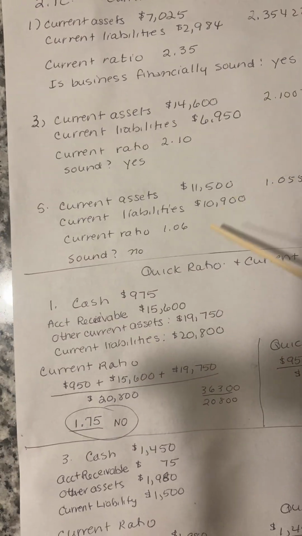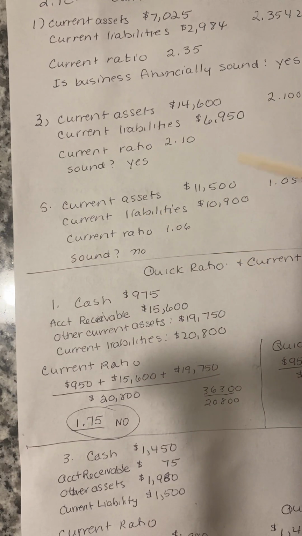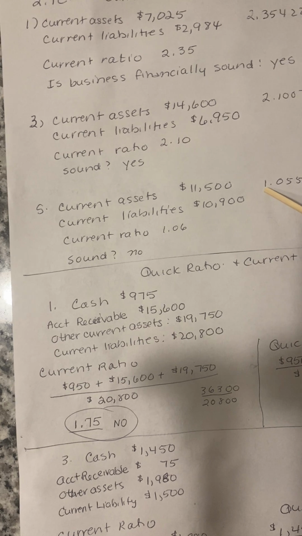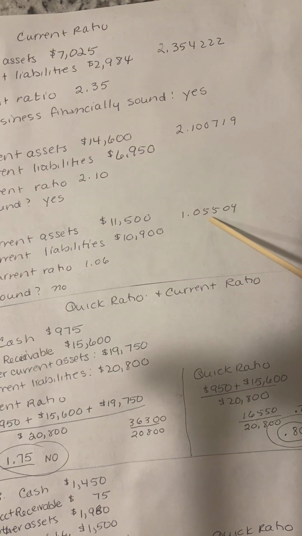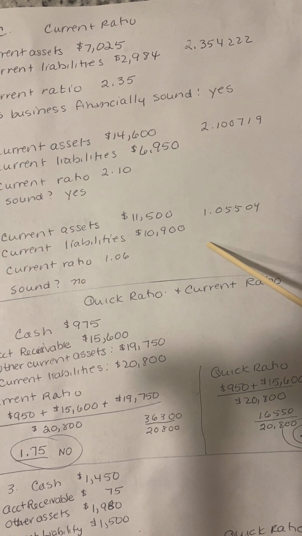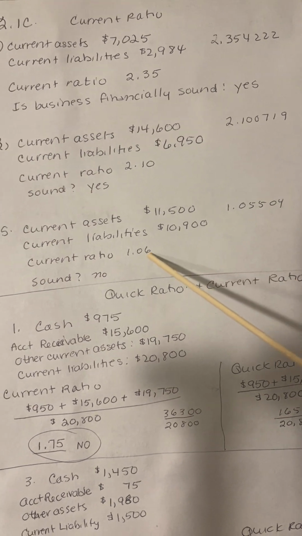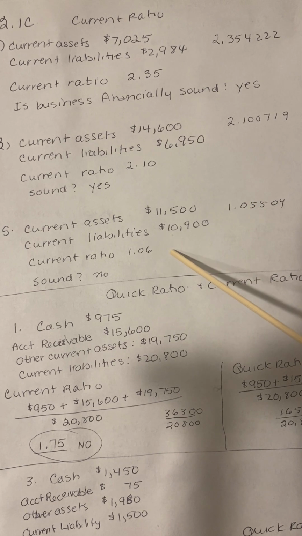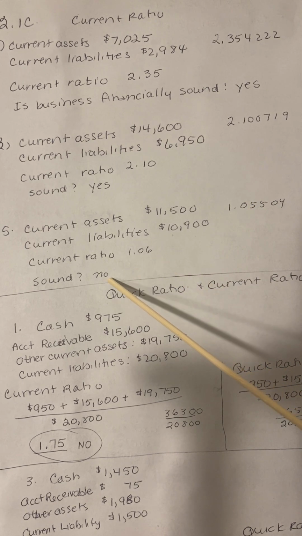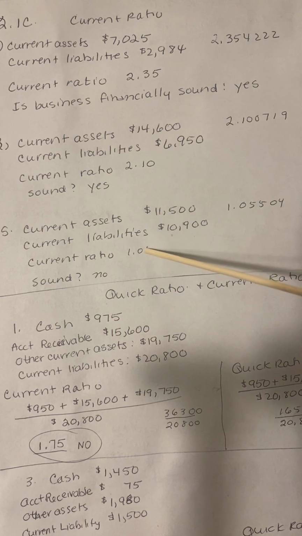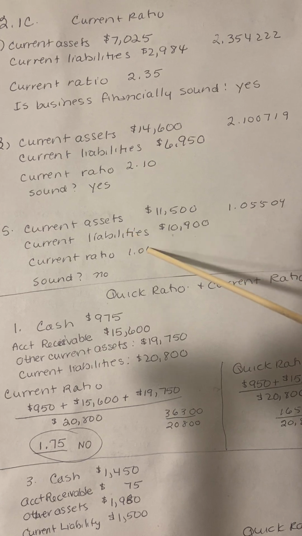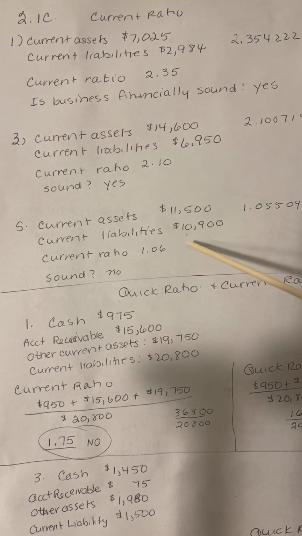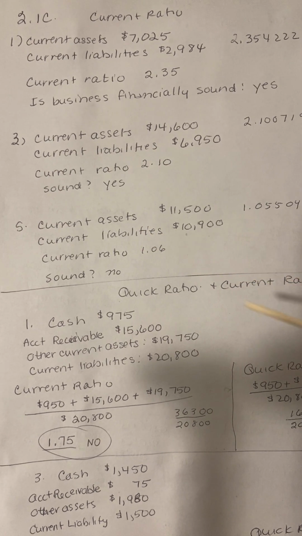Number 5 is current ratio. Assets 11,500, you're going to divide that by the liabilities, which are 10,900, and this is the number you get, 1.05504. You're going to round it to the nearest hundredth, which is 1.06, because that 5 rounds up. Is this sound? No, it's not, because we're dealing with current ratio. If this was a quick ratio, it'd be okay, but since it's a current ratio with all your assets, it has to be at least 2.